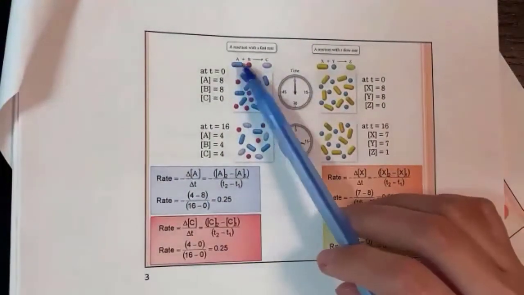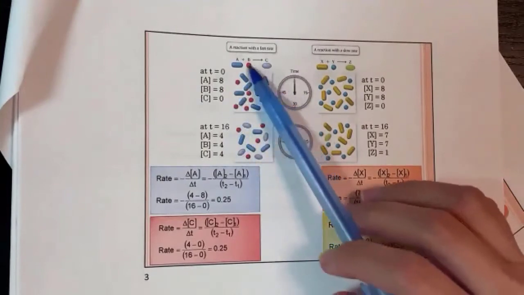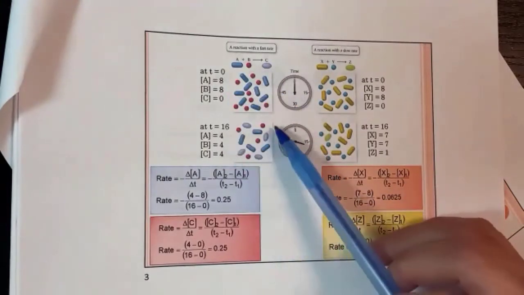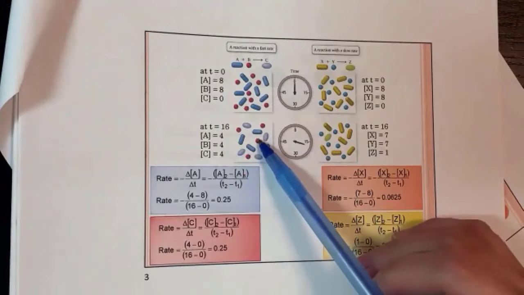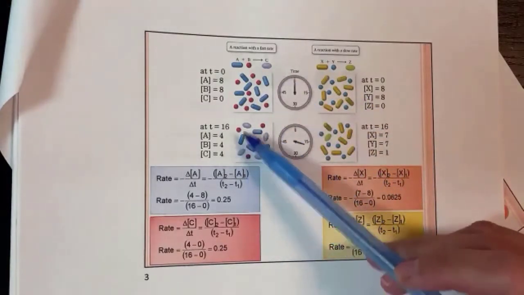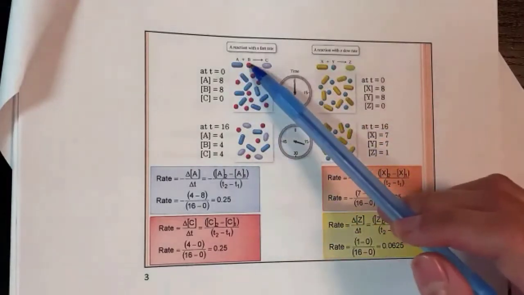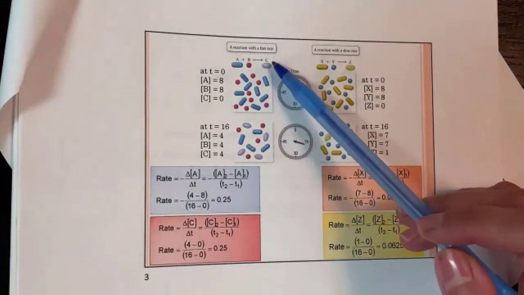So if you look, A plus B goes to C over here. In the beginning, there's a lot of blue and red. And then at 16 seconds, there's less blue and less red. Why? Because those are your reactants. They're disappearing so you can make C, some of the purple stuff. Okay, so you do know that over time, the reactants go down and the products increase.